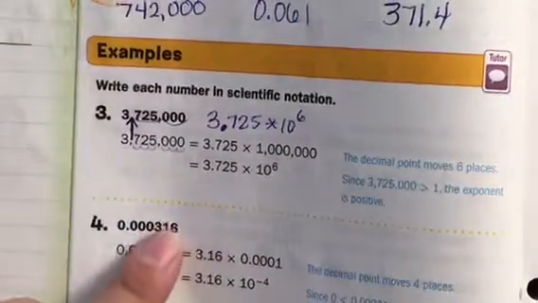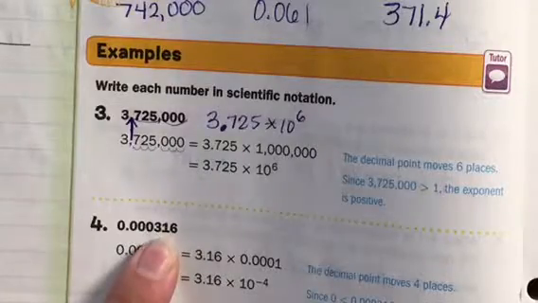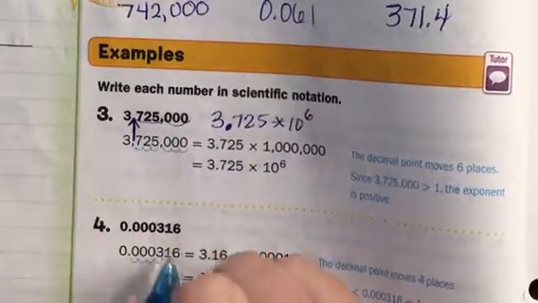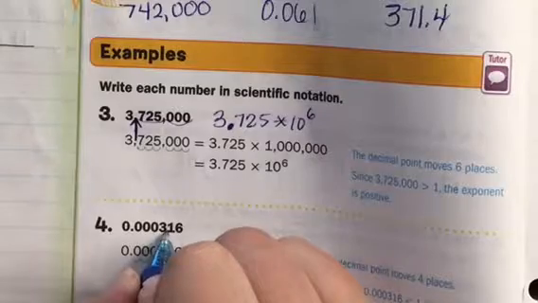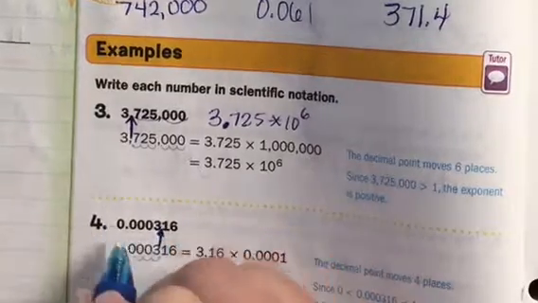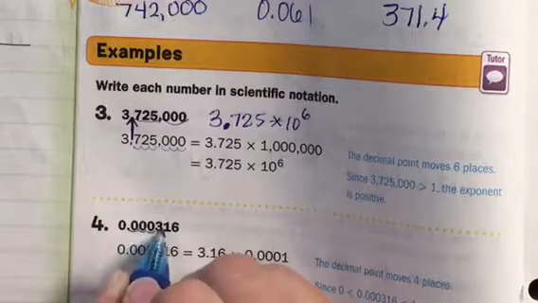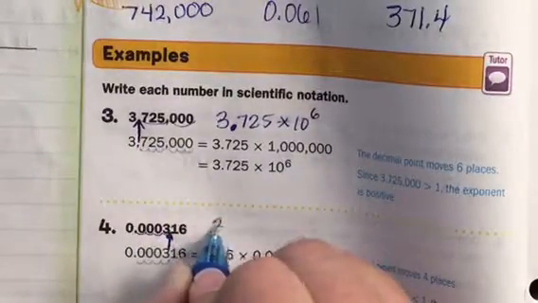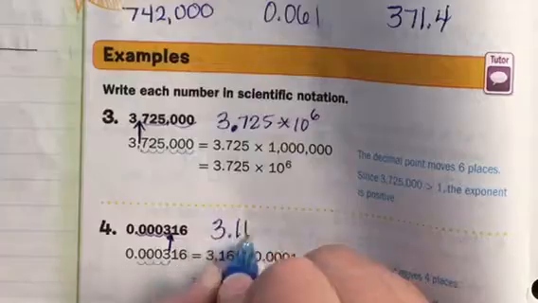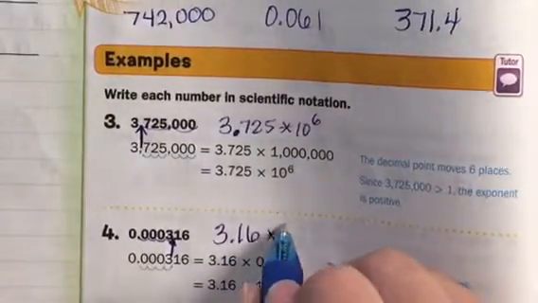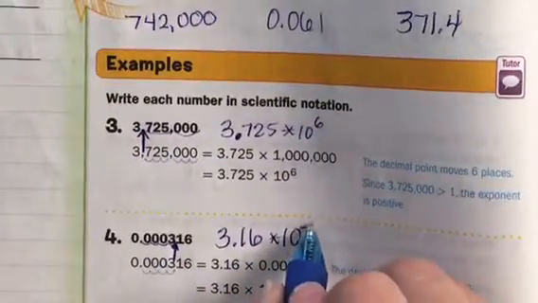Right? Where do I want the decimal on this one? After what number? After the 3 also. And we just have to count how many times we had to go over to get there. 1, 2, 3, 4. So this is 3.16 times 10 to the negative 4.